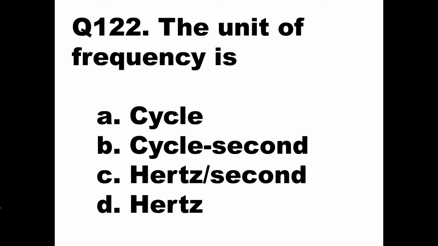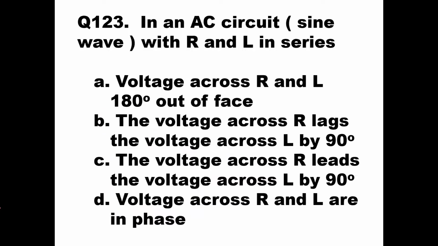Question number 122. The unit of frequency. This is a very basic question. The unit of frequency, that is number of cycles per second, is hertz. So option D, hertz, will be the right answer here. Hertz is the unit of frequency. Then we'll go to the next question.